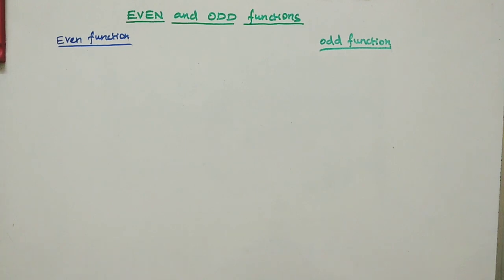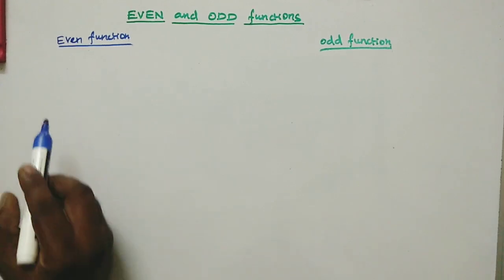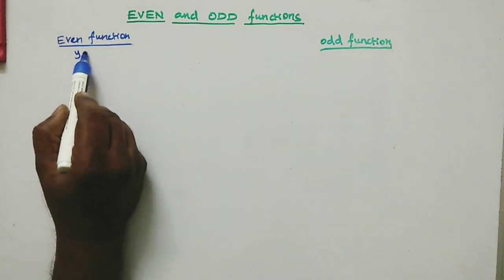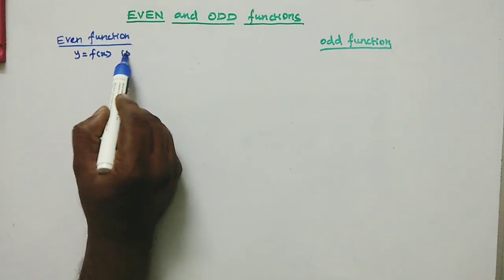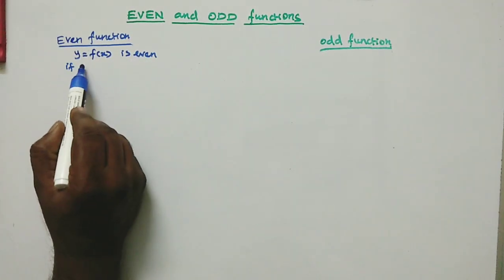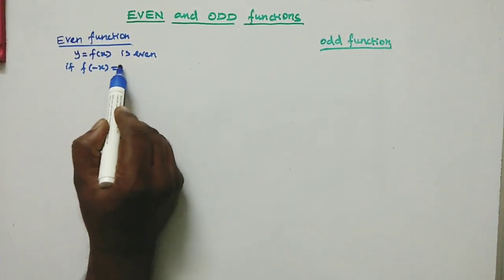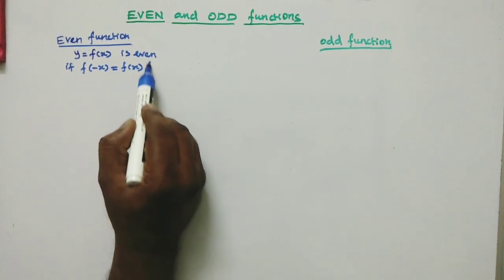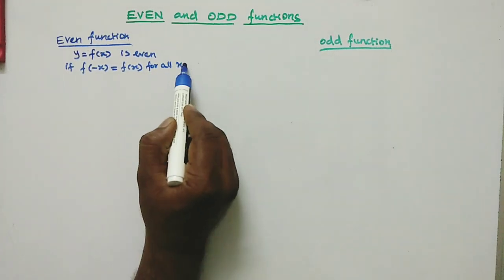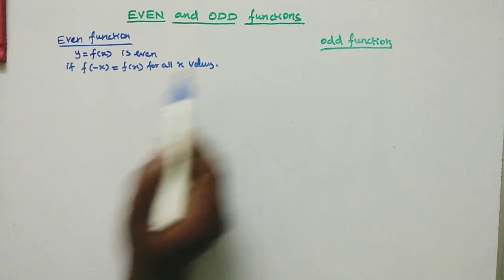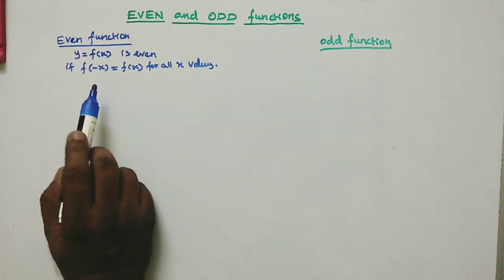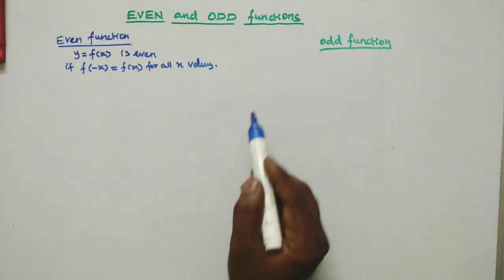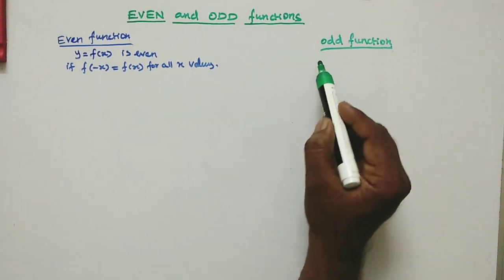Back to back, we are discussing the Fourier integral transform, and our next topic is even and odd functions. Let me start with the even function. Let us consider y equal to f of x is even if f of minus x is equal to f of x for all x values. So this is the equation for an even function.